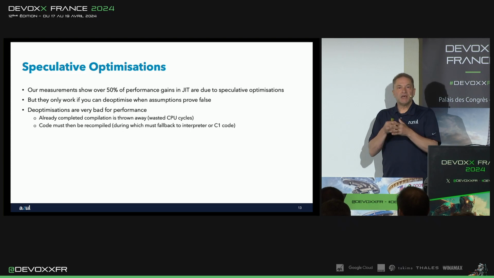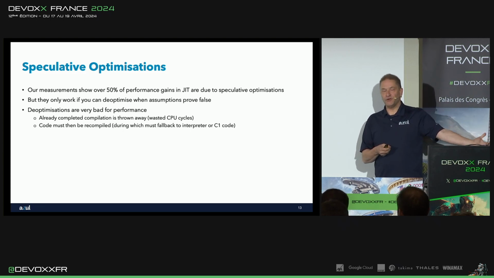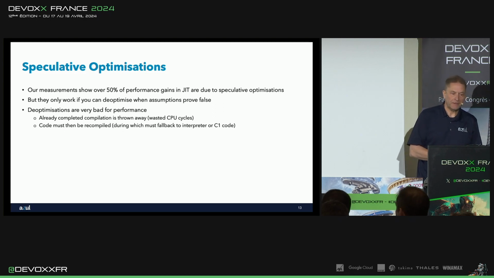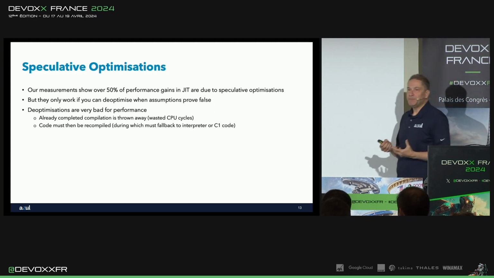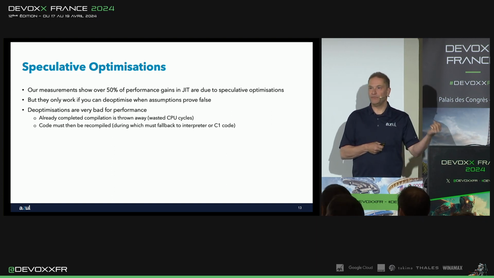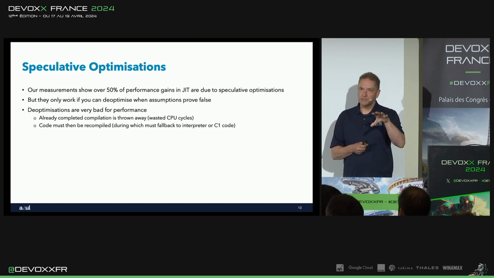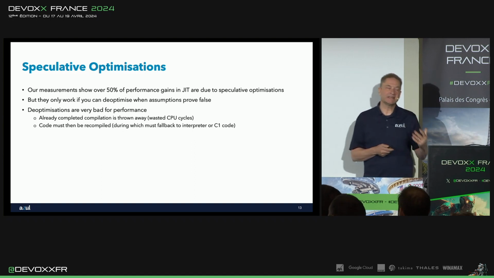Obviously, this is good so long as we don't have lots of de-optimizations. And if you remember the graph that I showed you at the beginning, you might have noticed there were dips in performance as we did the warm-up, and those are these de-optimizations. The reason de-optimizations are really bad is because obviously we've made a mistake and we have to throw away code that we've already compiled. We then have to compile it again, which means we're using the same resources to compile that code a second time.